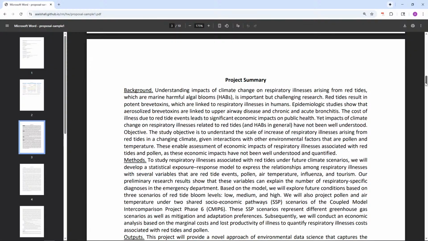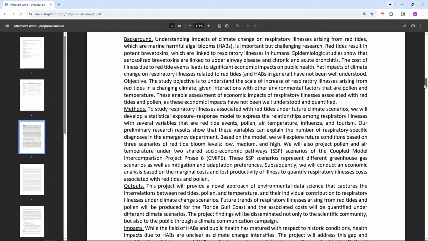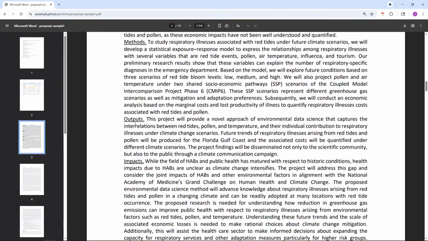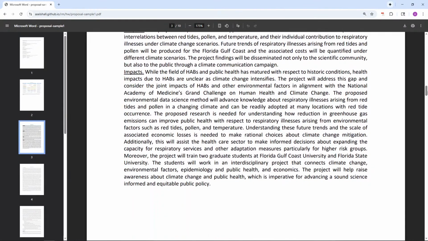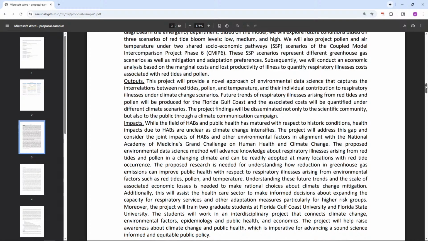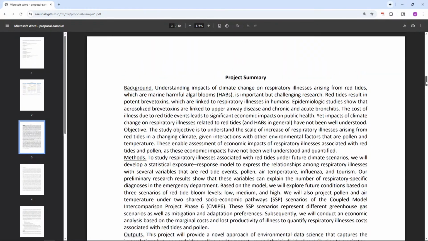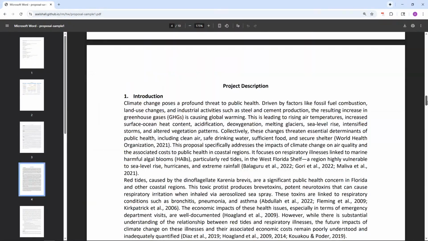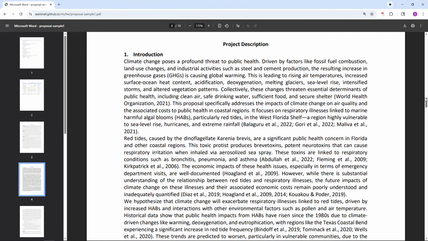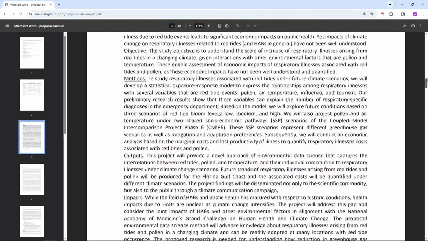Then the project summary. See the project summary, it has the background information, the methods, the outputs, the impacts. The outputs would be like your results, for example, and the impacts are like your conclusion if you are writing an abstract. But this is called the project summary. And here is the project description itself. So again, I expect you to have this format.